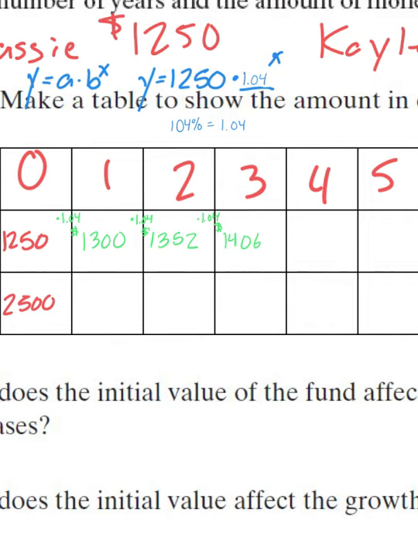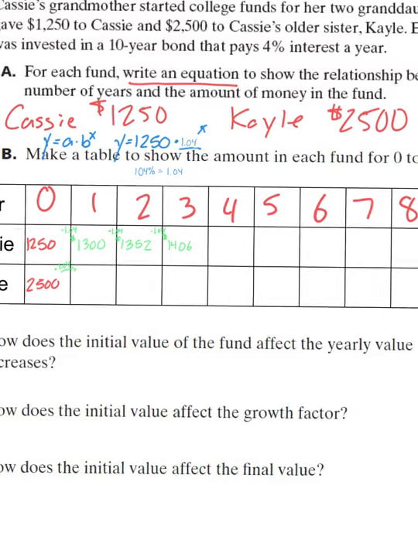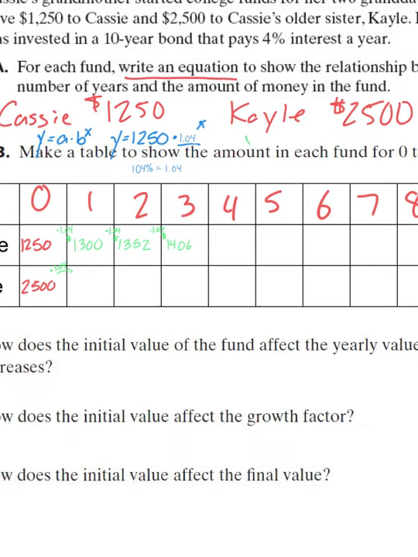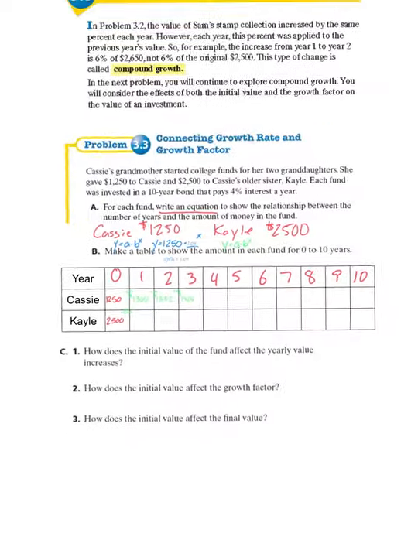And then you're going to do the exact same thing for Kaylee. And again, I would highly suggest that you come up with the equation, which again is going to look like the other one did, where you're going to have y equals a times b to the x power. Because both accounts pay 4%, your growth factor is the same, and then you just figure out the table and answer the questions from there.